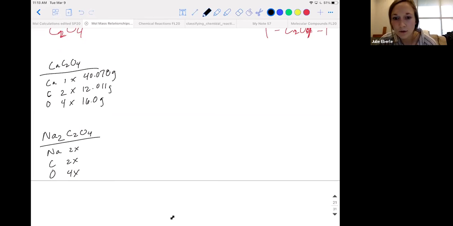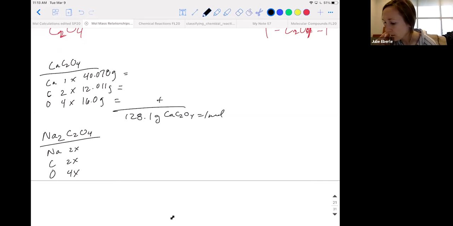Oxygen, we just use 16, right? So Gliana went ahead and calculated this for us. When you multiply all these out and then add them all up, she says 128.1 grams of CaC2O4 in 1 mole, okay?